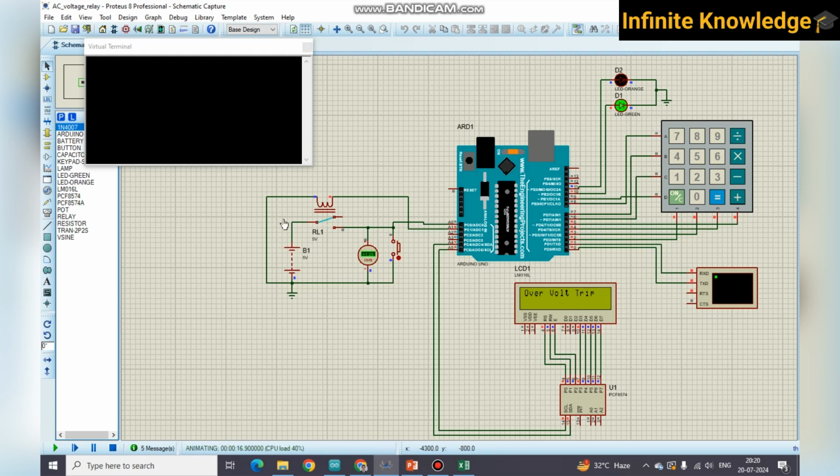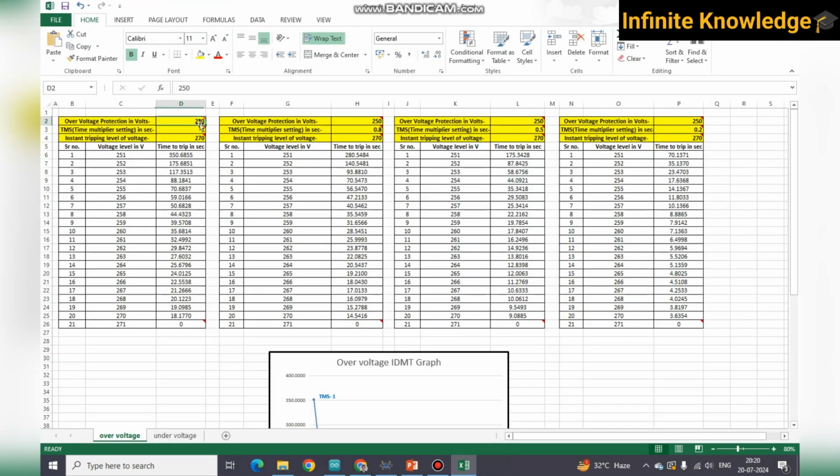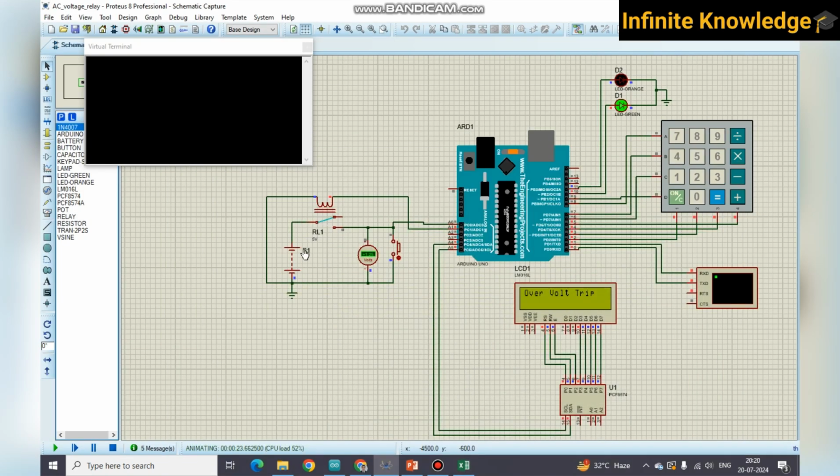And what is the input voltage? Input voltage was 230. So obviously 215 is less than 230. That's why we are getting instant tripping. So what have I added? I have added 200. The instant tripping level is 216, and for 5 volts the Arduino is sensing 230 volts. That's why we get an instant tripping.